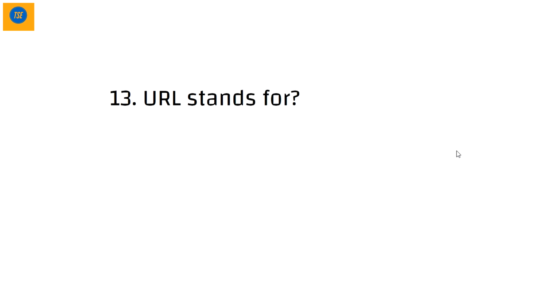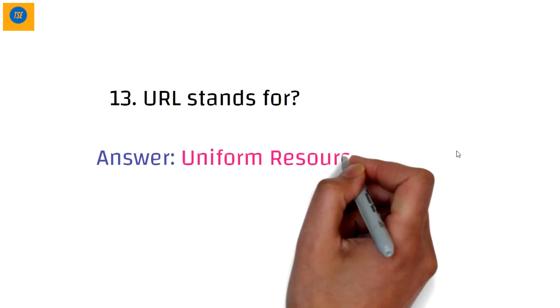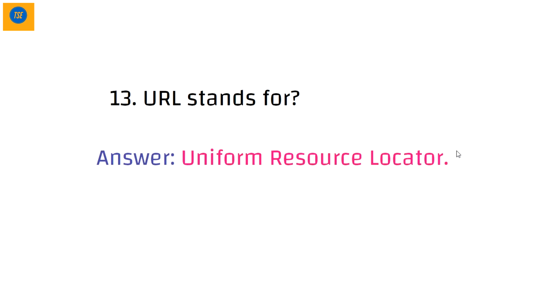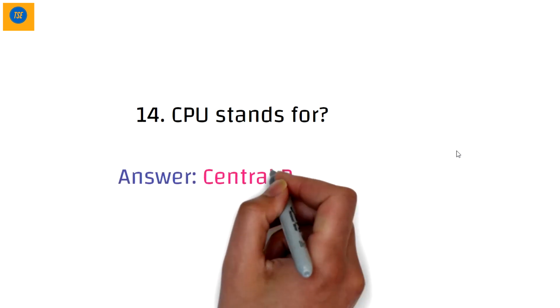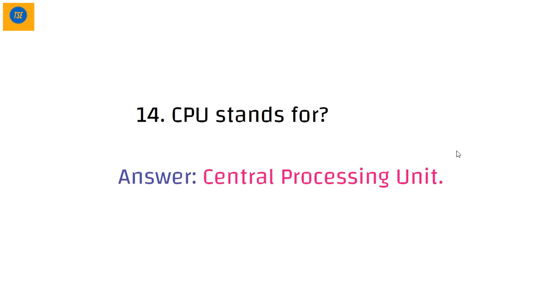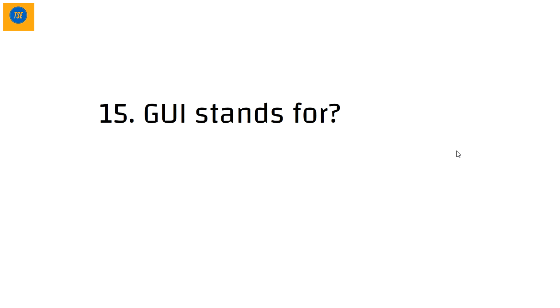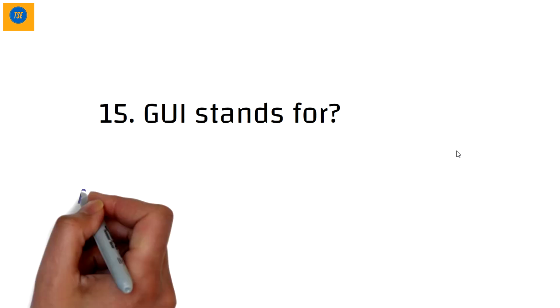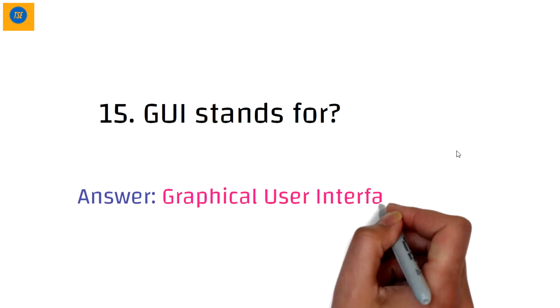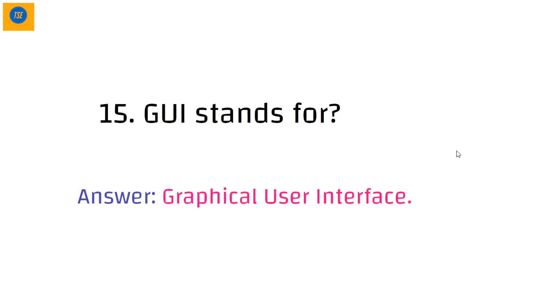Next question. URL stands for? Answer: Uniform Resource Locator. Next question. CPU stands for? Answer: Central Processing Unit. Next question. GUI stands for? Graphical User Interface.